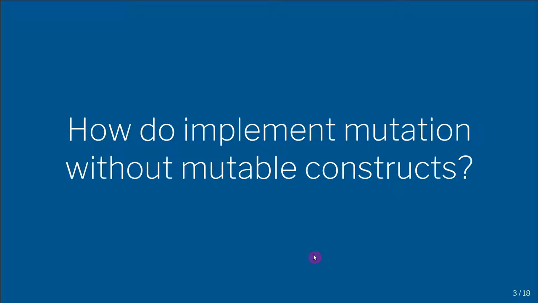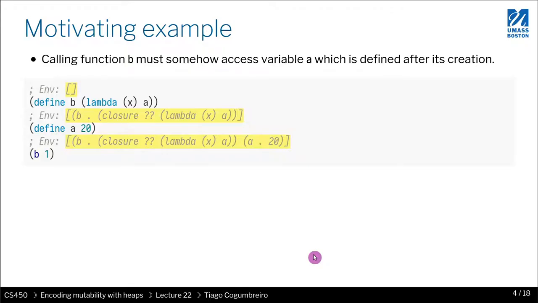How do we implement mutation without mutable constructs? As our motivating example, we talked about the lambda f, which was a language that had a naive implementation of defines. And the problem we got was because our implementation is immutable, we weren't able to capture the actual semantics of Racket, because the actual semantics of Racket included a form of mutability.